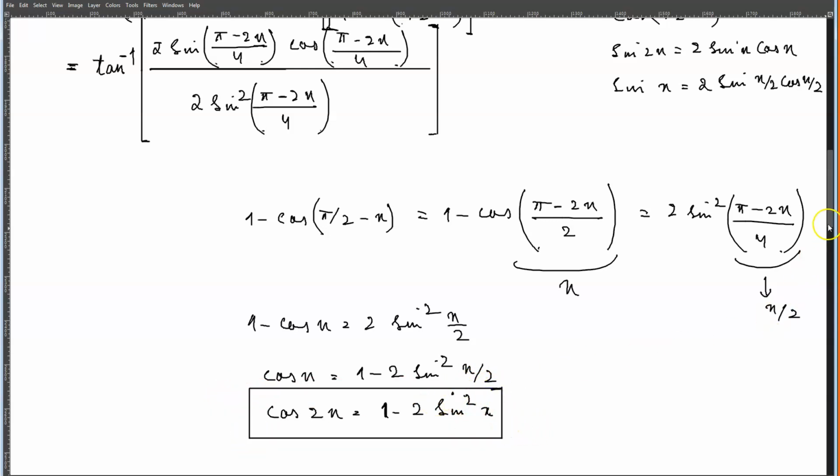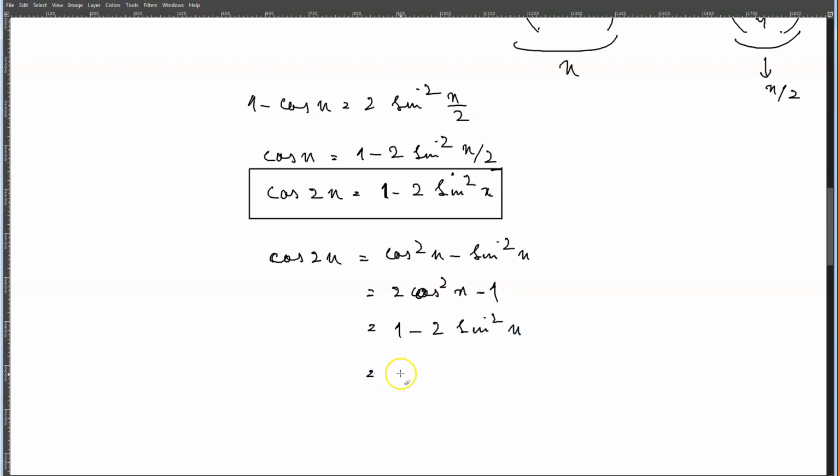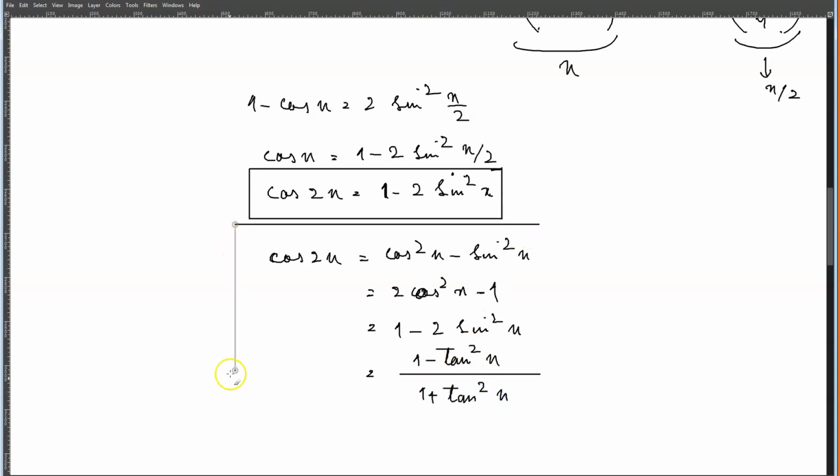We said that cos of 2x had, I think, 4 different forms, if I'm not mistaken. Let me see. We had cos of 2x equal to cos squared x minus sine squared x. We had also 2 times cos squared x minus 1, and also 1 minus 2 times sine squared x, and also we had it as 1 minus tan squared x over 1 plus tan squared x, right? So that is cos of 2x.